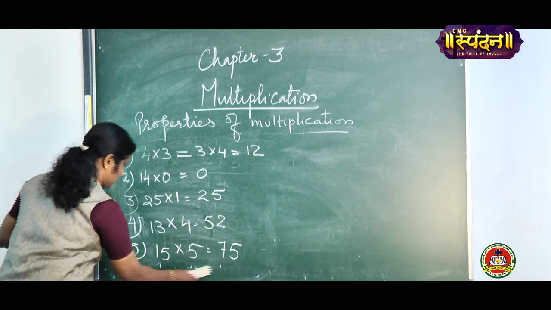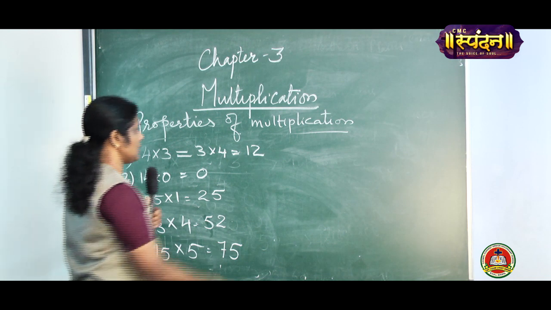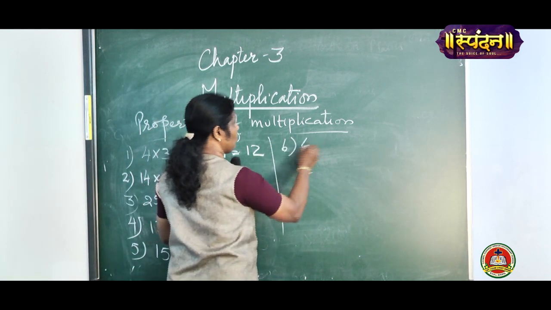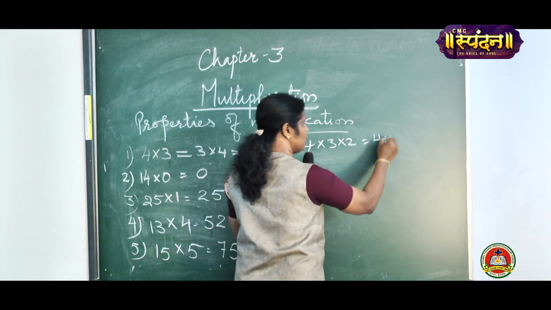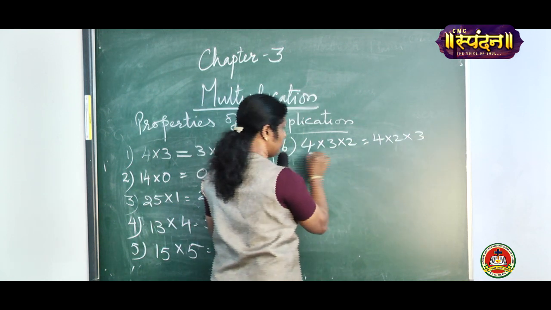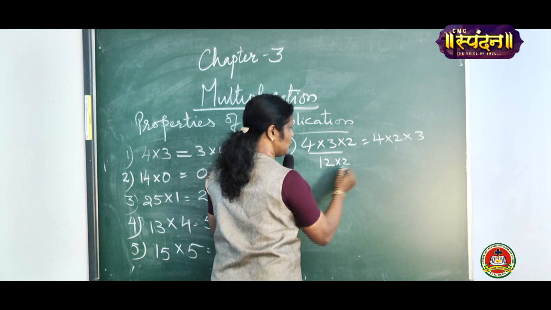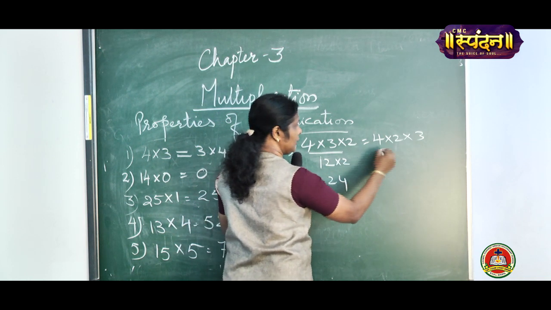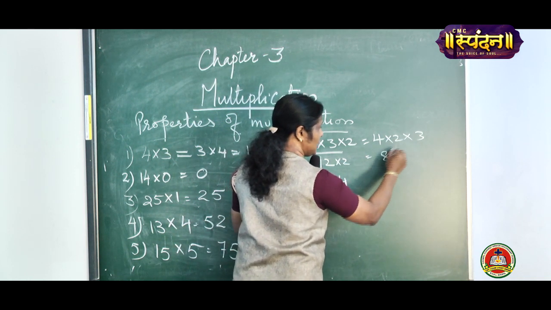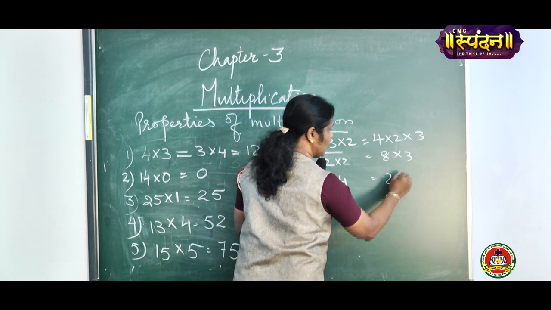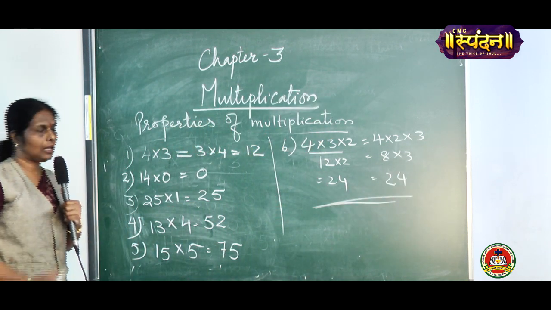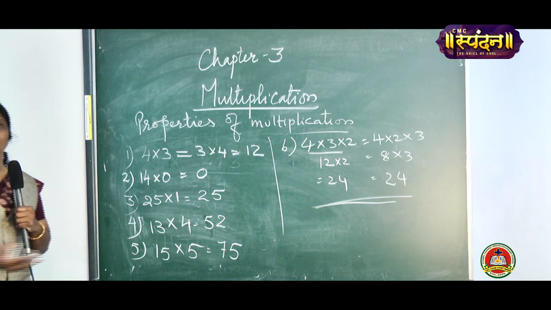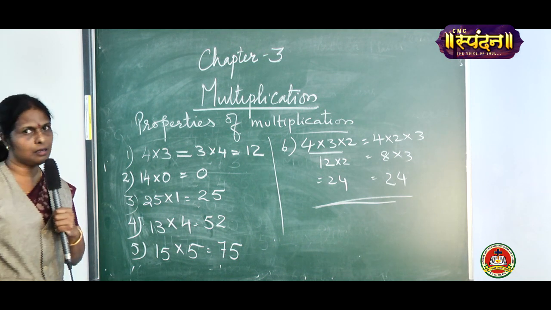I solve this question a little bit up. The sixth property is 4 into 3 into 2. I change the order of the numbers: 4 into 2 into 3. Here 4 3s are 12. 12 into 2 is 24. Here 4 2s are 8. 8 into 3 is also equal to 24. So here comes the last property, that any three numbers multiplied in any order, the product remains the same.